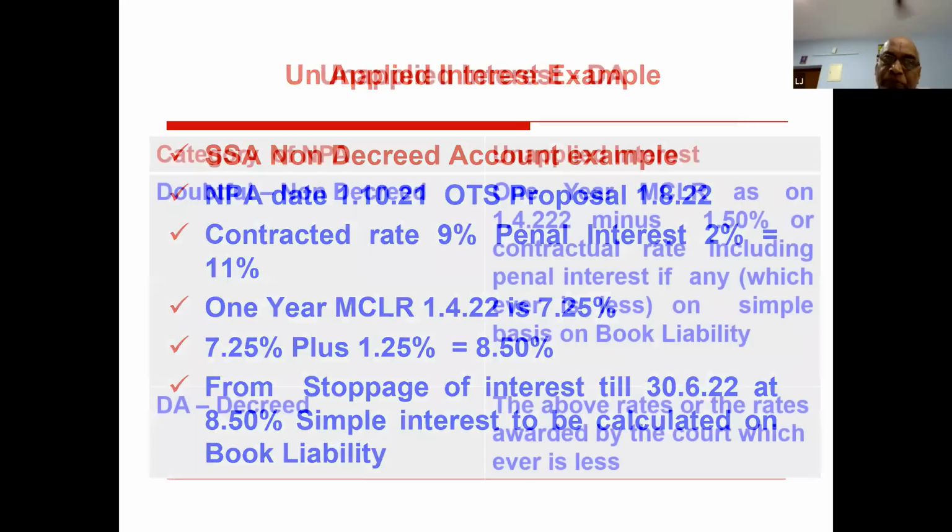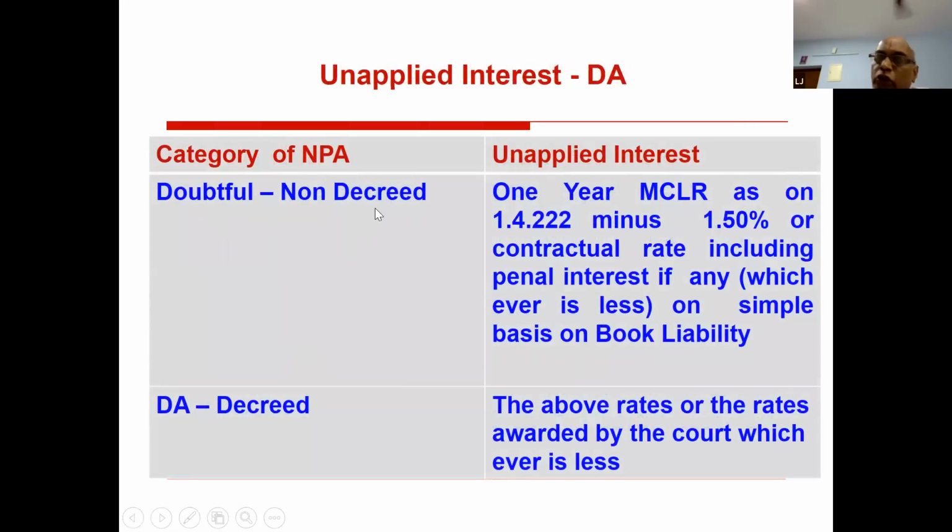Okay, then coming to, if the category of the advance is doubtful non-decreed, so we saw substandard non-decreed. If it is doubtful non-decreed, 1 year MCLR as on 1/4/2022 minus 1.50 or the contractual rate including penal rate if any, on simple basis on the book liability. If it is substandard non-decreed, 1 year MCLR plus 1.25. If it is doubtful non-decreed, 1 year MCLR minus 1.50. See how liberal we are.